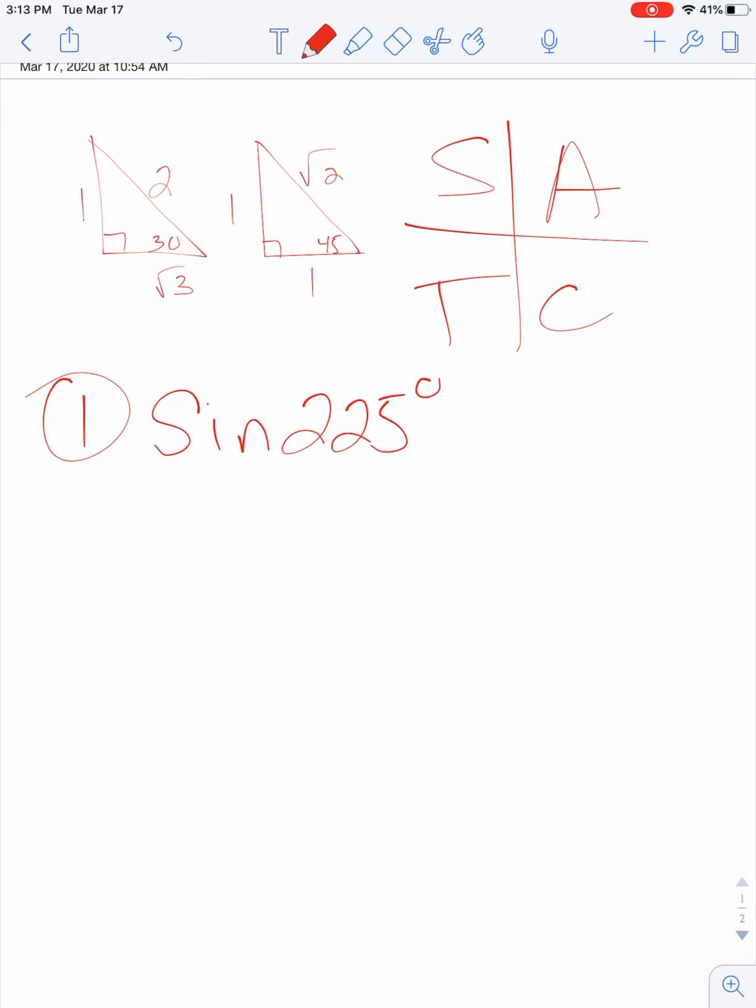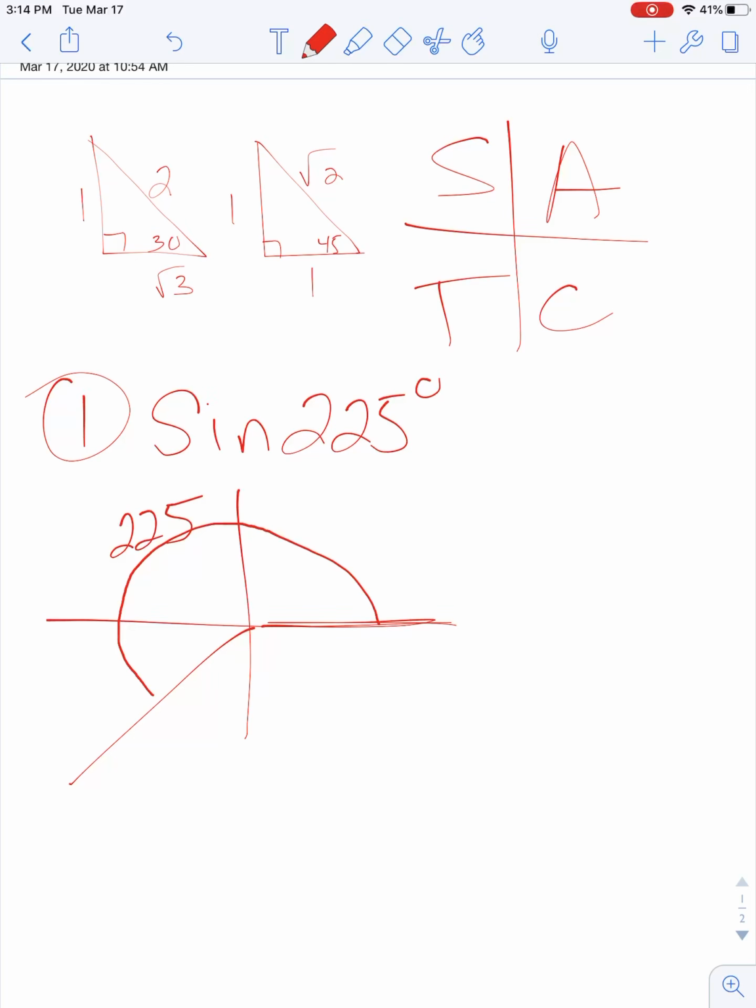225 degrees. Always draw a picture. 225 degrees, that's a positive angle. So I'm going to start here and I'm going to rotate. I'm rotating up 90, 180. I'm not going to get all the way to 270. So that tells me I'm in the third quadrant. So this whole arc is 225 degrees, but we know this is 180, so I'm going to subtract 225 minus 180, and that's how I'm going to get a 45-degree reference angle.